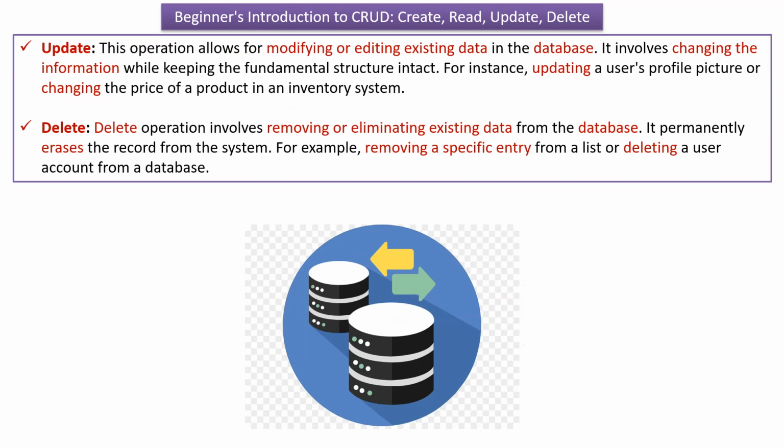Fourth one is delete operation. Delete operation involves removing or eliminating existing data from the database. Delete operation permanently erases the record from the system. For example, removing a specific entry from the list or deleting a user account from the database.